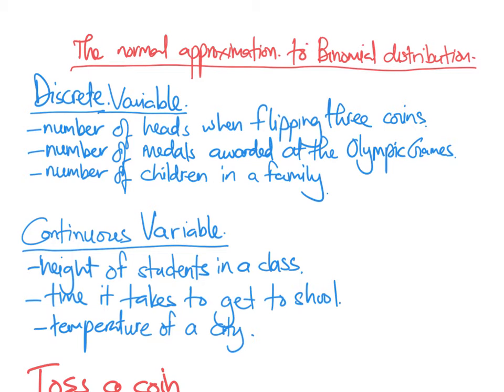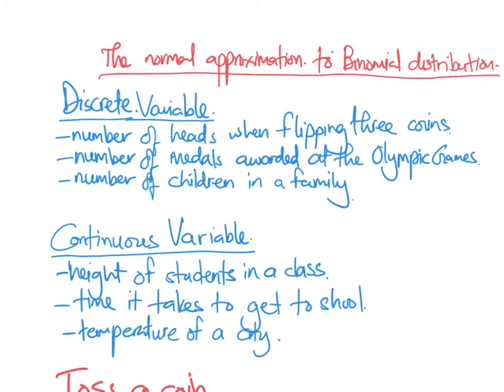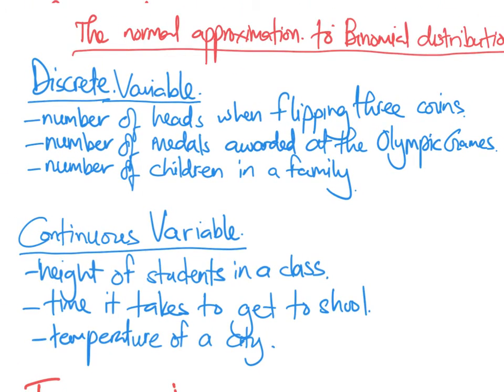The normal approximation to binomial distribution. First of all, before we do normal approximation, we have to understand what is a discrete variable and a continuous variable. Discrete means a fixed value.